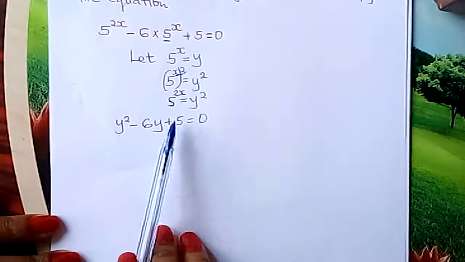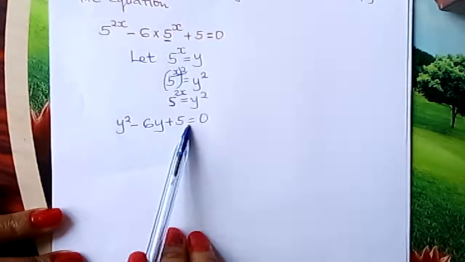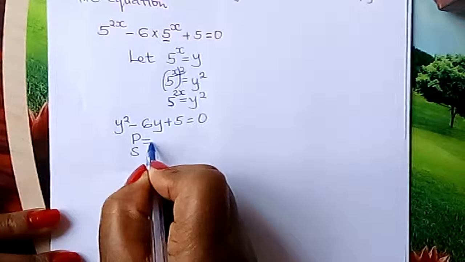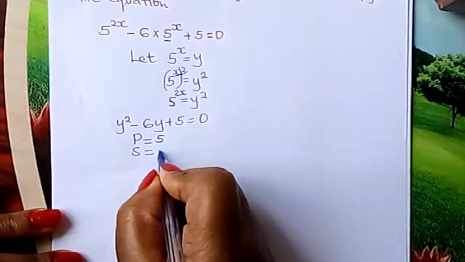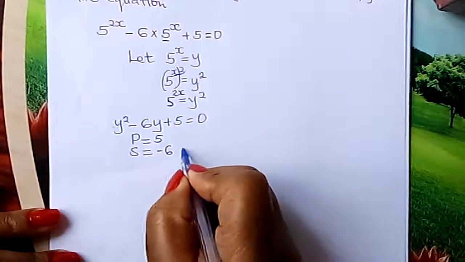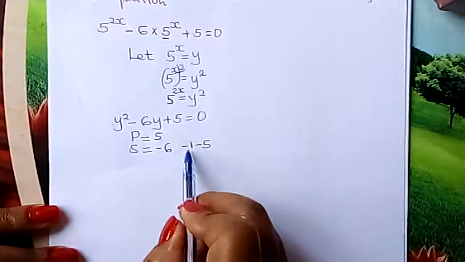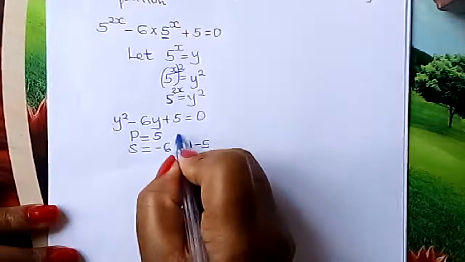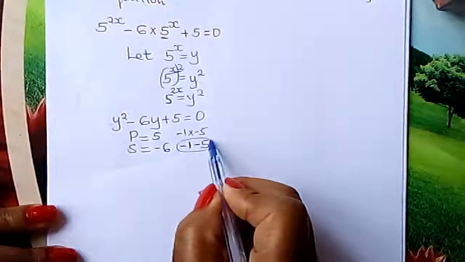We can solve this either by the product sum method, that is the factorization method, or the quadratic formula. Let us use the factor method, product sum. The product here is 5 and the sum is negative 6. The numbers that add to give negative 6 are negative 1 and negative 5. Again, if you multiplied them, they would give you 5. So these are the numbers.